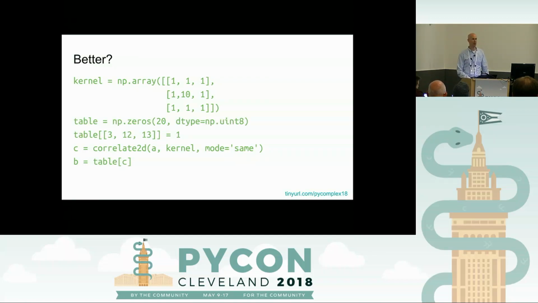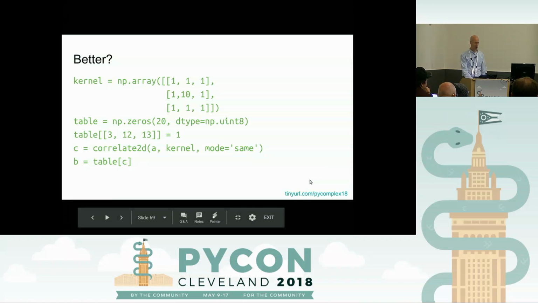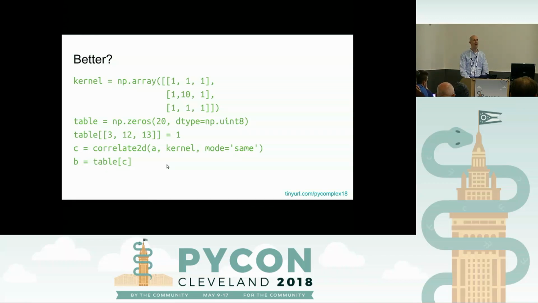This is not necessarily better, except that having made this change, I can now make one more change, which is that I can use a table lookup instead of logical arrays. And it's going to be a little bit faster because I'm going to create fewer intermediate arrays. So I'm going to apply this kernel with the 10 in the middle, so I'm doing the weighted sum. And now a table that has true 1 at locations 3, 12, and 13, and everything else is 0. And then the magic line of code is the one that says B equals table bracket C. So I'm going to take each result from the correlation, that's the C, look it up in the table, and that will give me the true or false value for the next step.